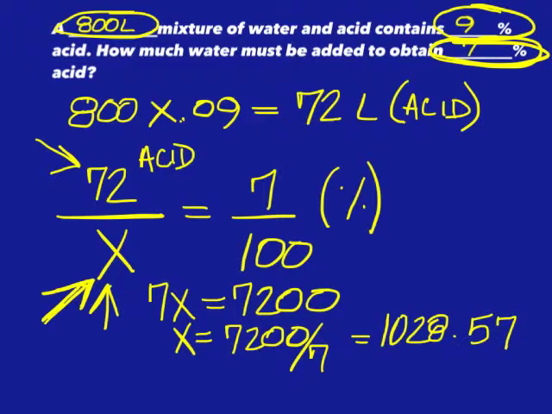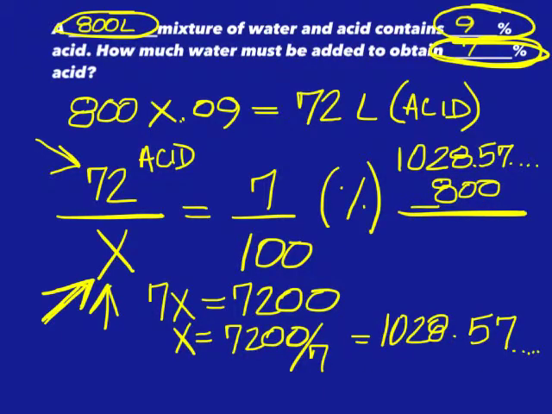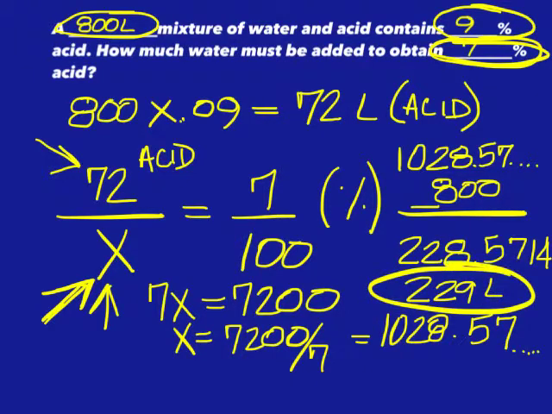But keep that in your calculator, because what you need to do with that amount, 1028.57 and some change, is subtract from that 800. So while it's still in your calculator, hit minus 800 and come back with 228.5714. But on these practice problems, I want you to round to the nearest liter. So that would be 229 liters of water that had to be added to obtain a 7% level of acid.